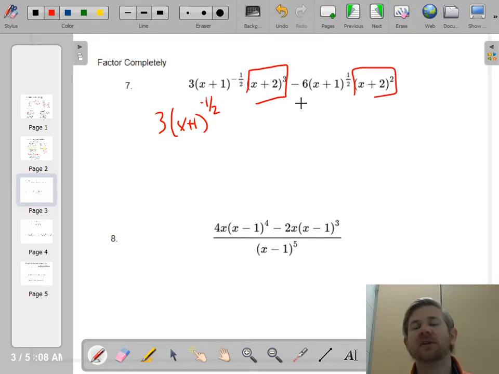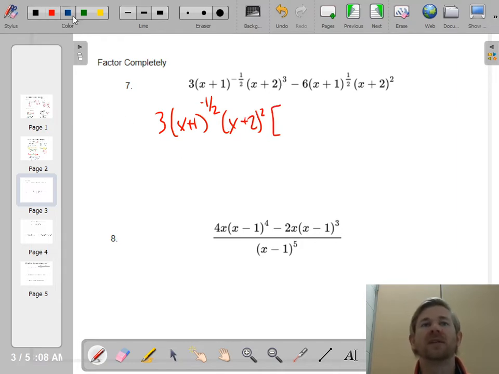x plus 2, x plus 2. Well, this guy only has 2 of them, so I'll factor out 2. That's my GCF. What's left? 3 times 1 is 3. x plus 1 to the negative 1/2, that's fine. x plus 2 squared, I need a third one. x plus 2. When you distribute, you will get this term now. Minus. 3 times 2 is 6.